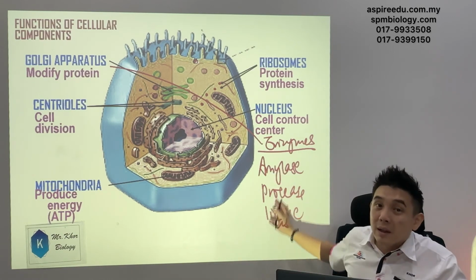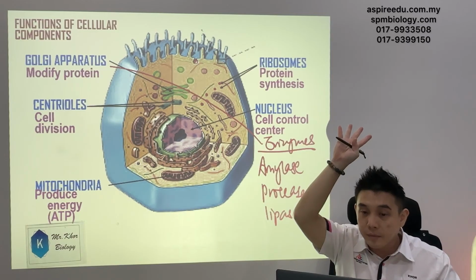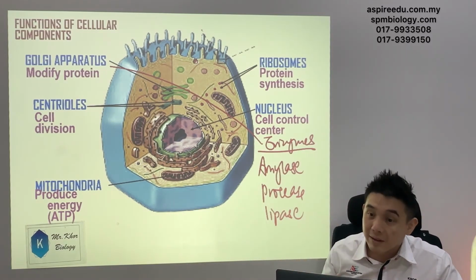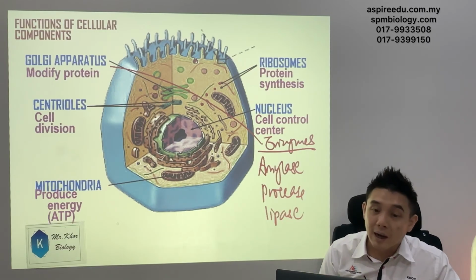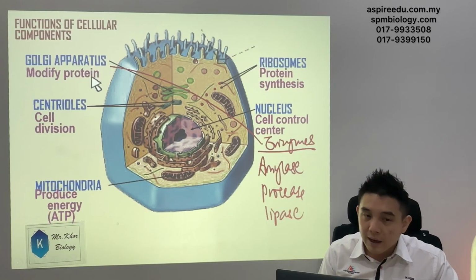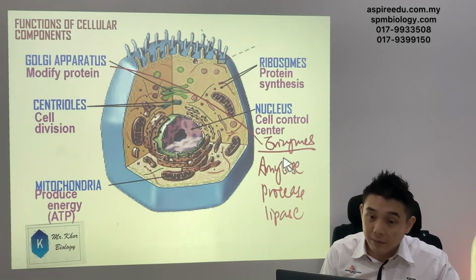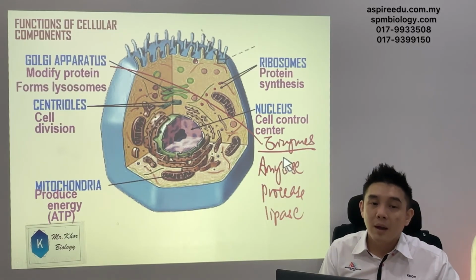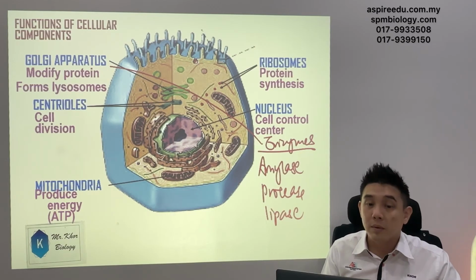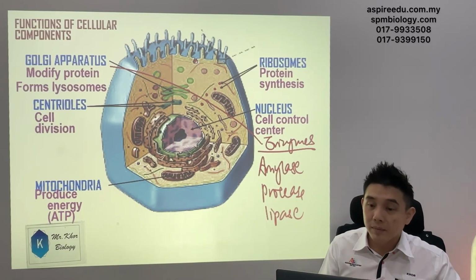So you mean every single one of them? Yep. We will learn in chapter 5, metabolism and enzymes. All enzymes are protein. So how? Golgi will modify the protein into enzymes. Again, we'll learn this in chapter 5. And finally, guys, Golgi apparatus forms lysosomes.